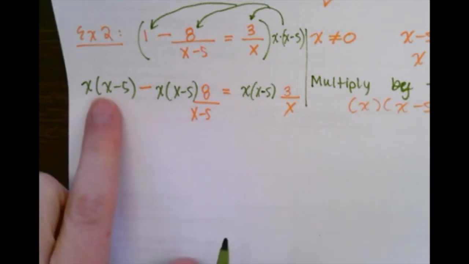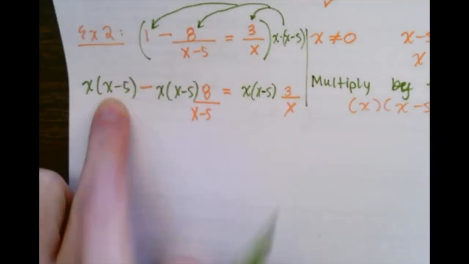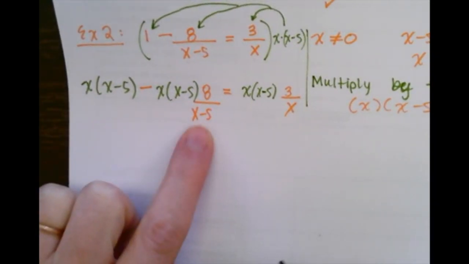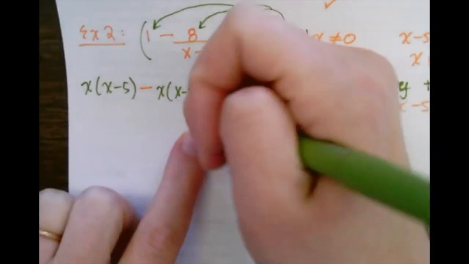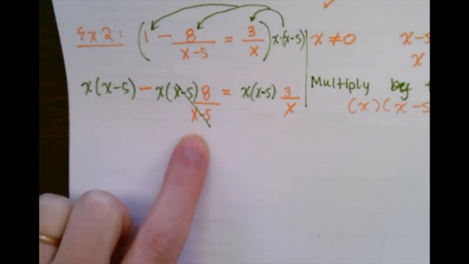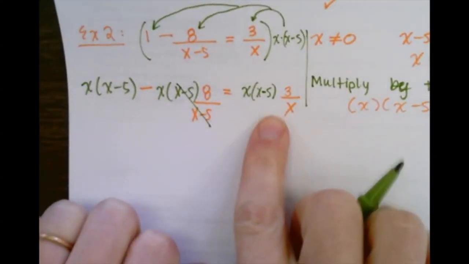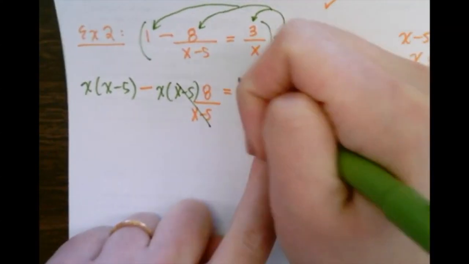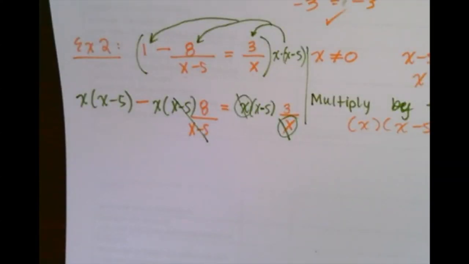So like in this one, well, there was no denominator with that 1, so we don't have to worry about anything. But here, the denominator was x minus 5. Now there's an x minus 5 on top that cancels with the x minus 5 on the bottom. Similarly over here, there's an x on top, which cancels with the x on the bottom. Okay, so by multiplying by the least common denominator, it allows us to lose all of our denominators. It cancels out all of our denominators, and we're left with something easier to work with.